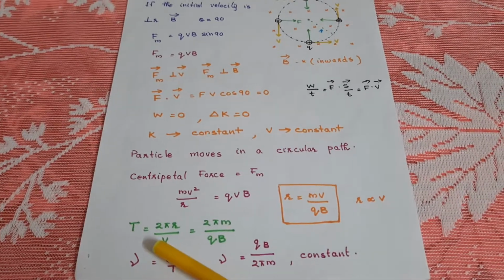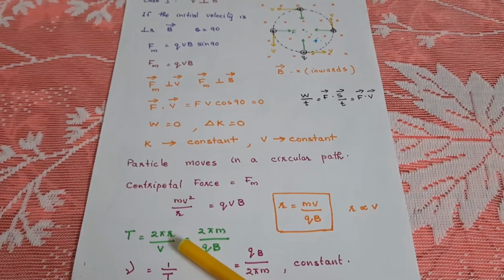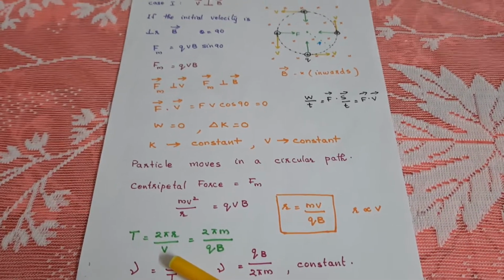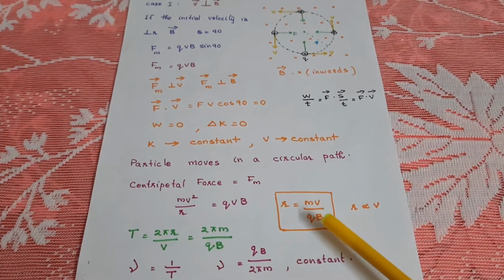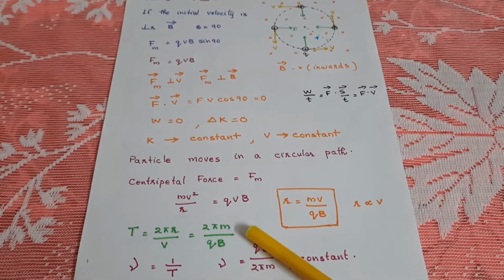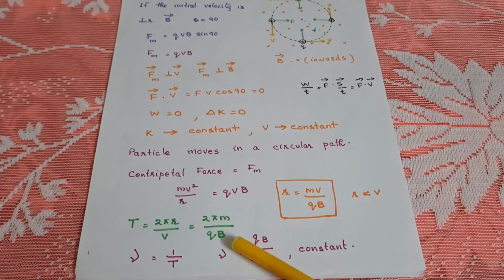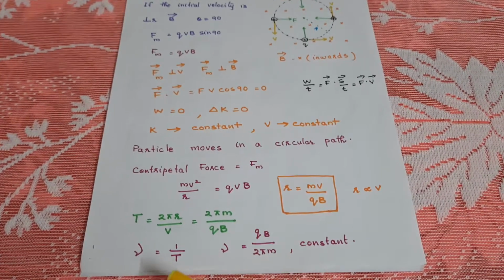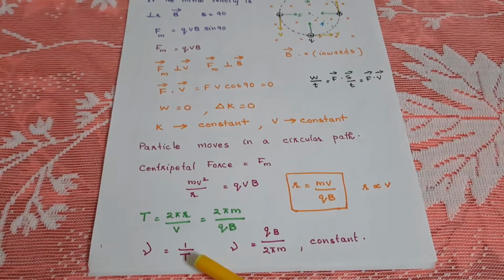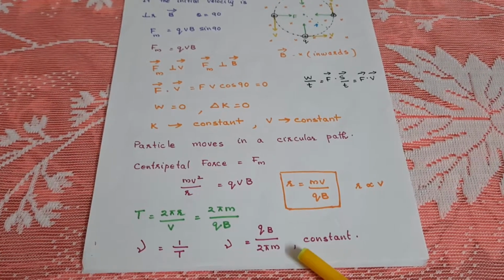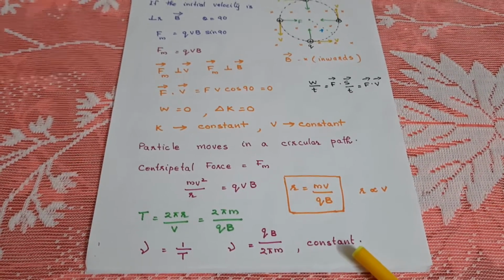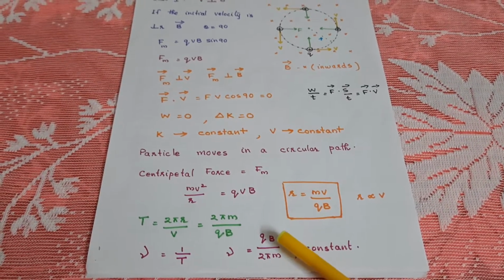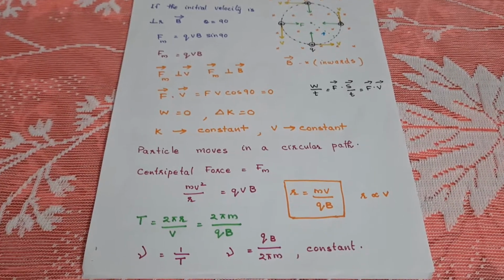But the time period, that is the distance covered in one revolution divided by velocity, is 2 pi r by v. If you substitute for the radius as mv by qB, the time period is 2 pi m by qB. It is independent of the radius or the velocity of the particle. So the frequency, that is the reciprocal of time period, is qB by 2 pi m. It is also constant. It depends only on the charge and mass of the particle and the external magnetic field applied.